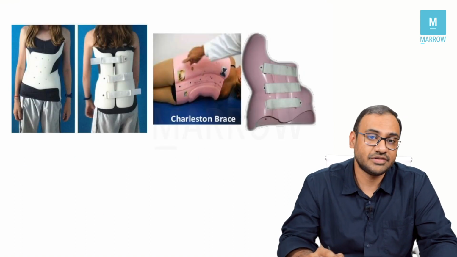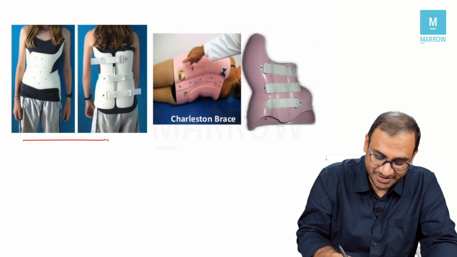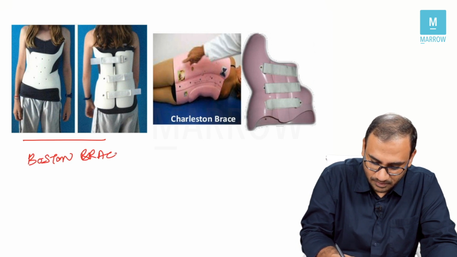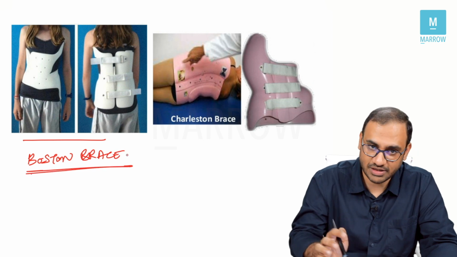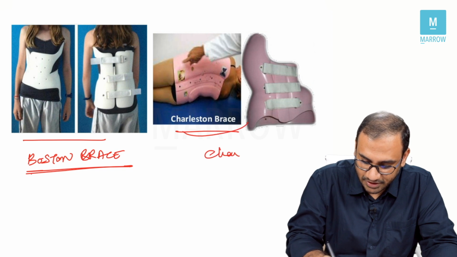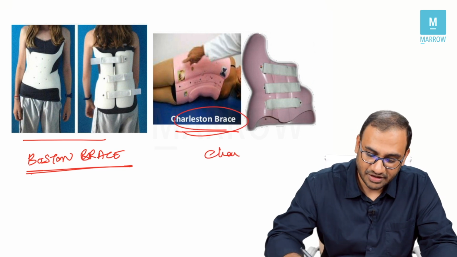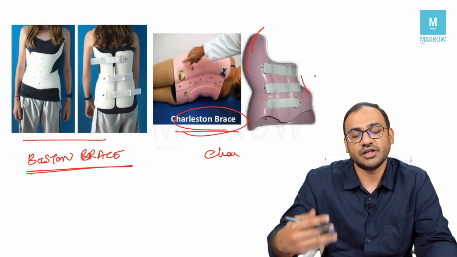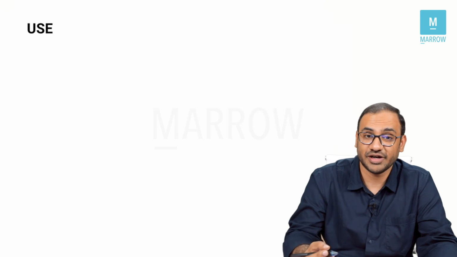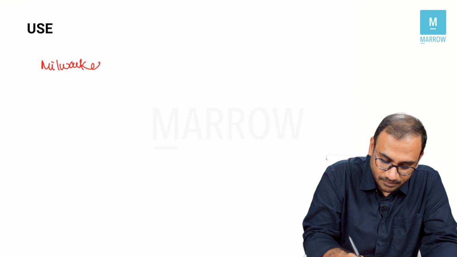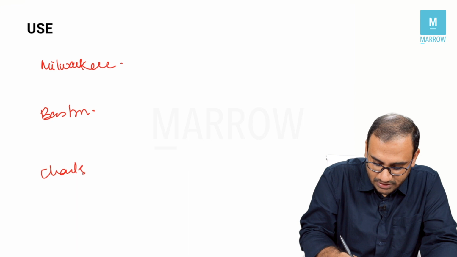Now the other braces that we use for scoliosis are these ones. This is your Boston brace. It does not have those bars that you see in the Milwaukee brace, and you also have a Charleston brace, where there is one side slightly longer than the other. So let me tell you what are the uses of these braces so that you should be prepared for it in the next exams. So Milwaukee brace, Boston brace and Charleston brace.